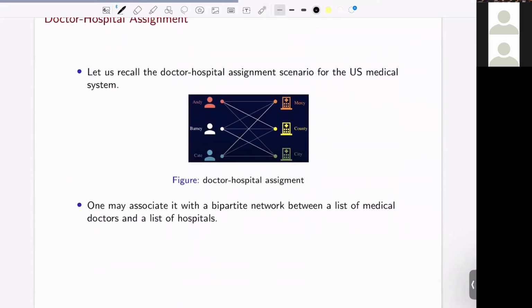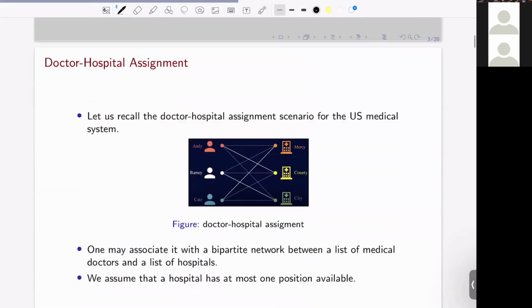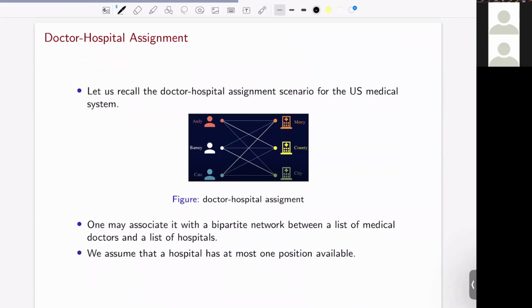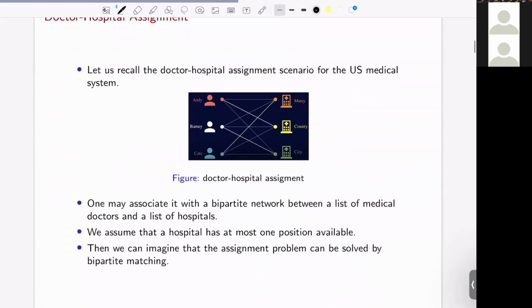You can think of a bipartite network between these two sets of players, and we assume that each hospital has just one single position available. But in practice, one hospital can have multiple positions, so multiple doctors can be assigned to one hospital. Just to simplify our discussion, we assume that only one position is available for a hospital. So this naturally goes to bipartite matching.